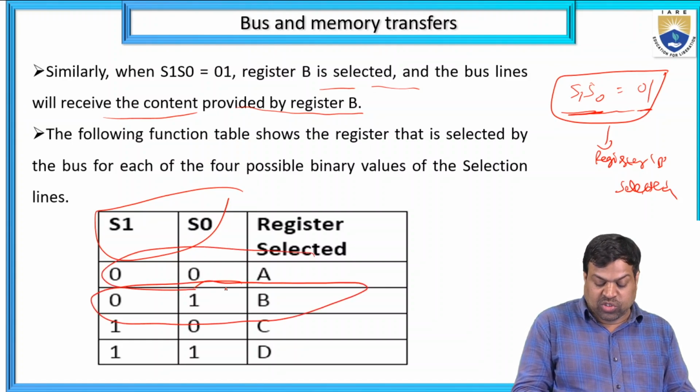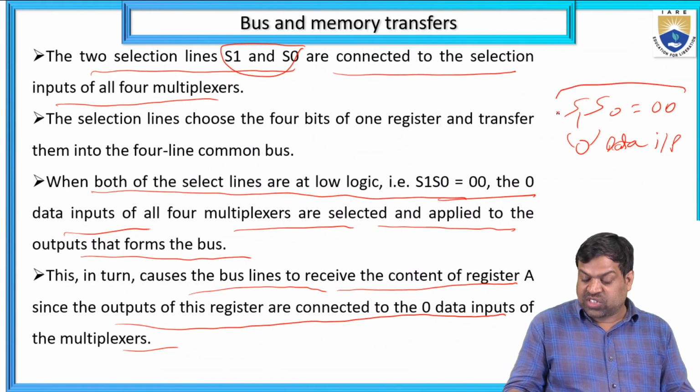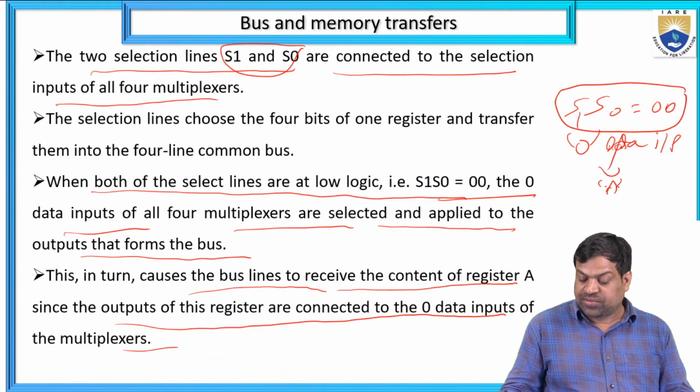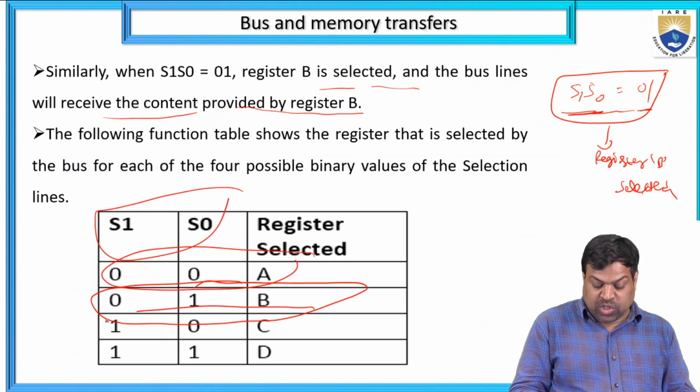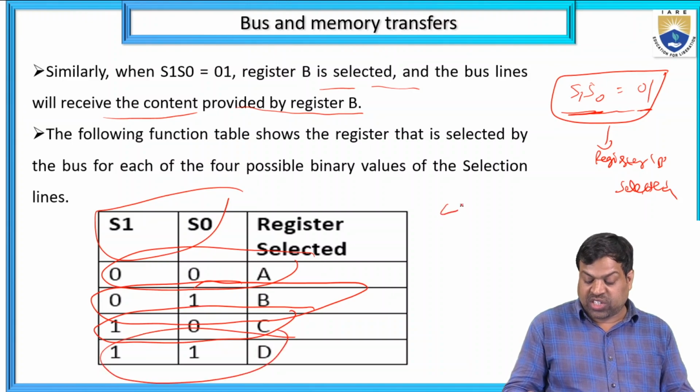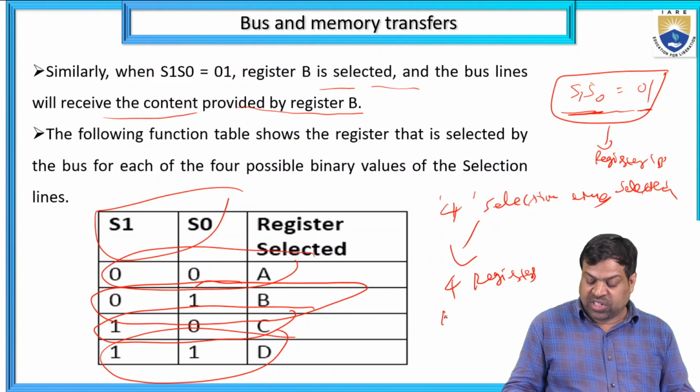If I take 0, 0, it means A is selected, as previously discussed. 10 means C is selected. 11 means D is selected. How many selection combinations are there? 4. So for 4 selection combinations, how many registers do I need? 4 registers we need: A register, B register, C register, D register.